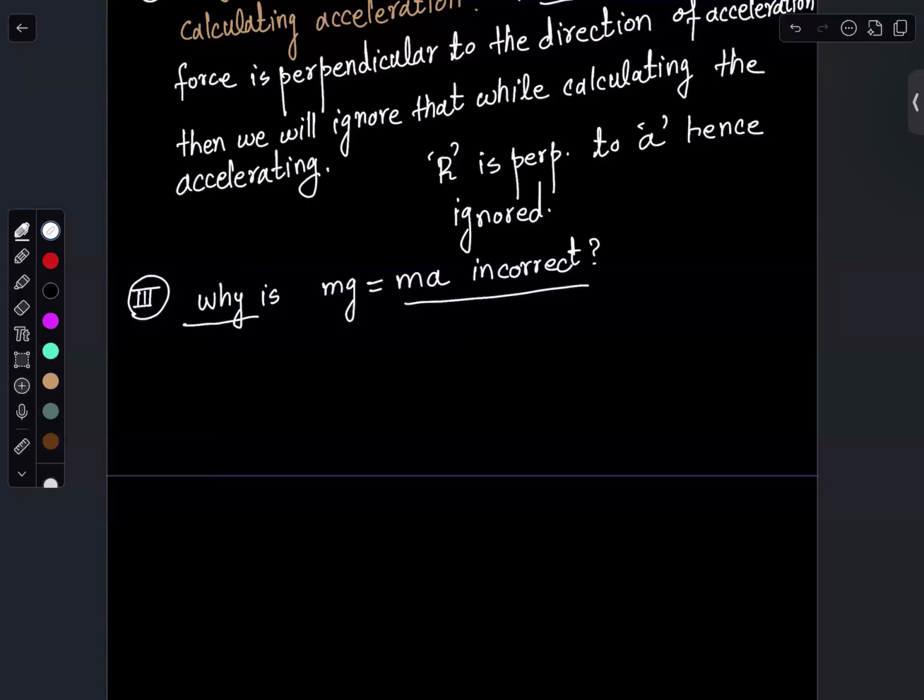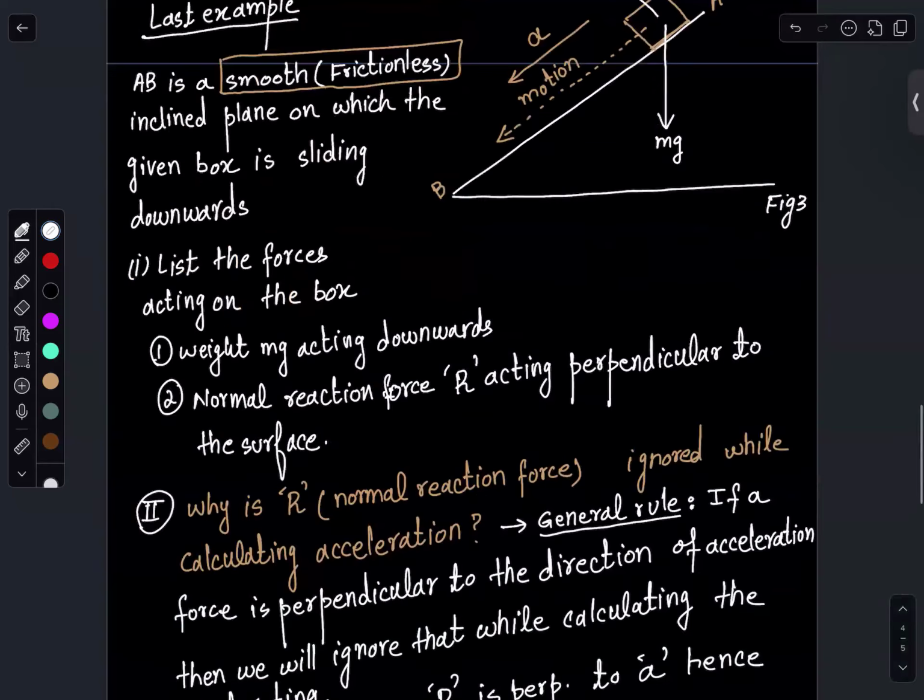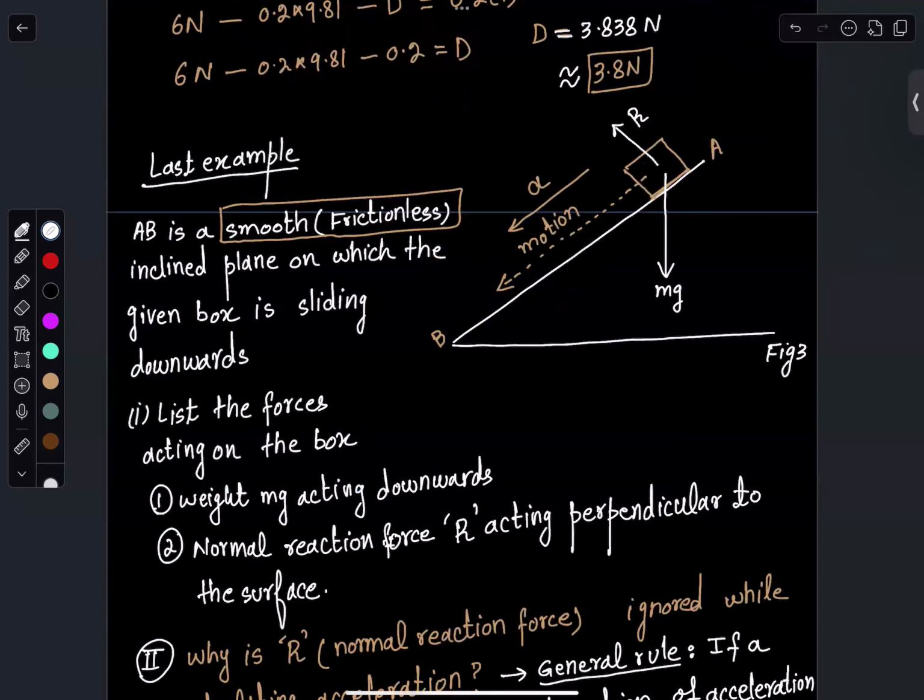मूसा बताओ. चले मैं बता देता हूं. मुझे बताओ mg जो है वो मोशन की डायरेक्शन में है या नहीं है? mg मोशन की डायरेक्शन में नहीं है. तो अगर कोई फोर्स मोशन की डायरेक्शन में नहीं होगी तो हम उस फोर्स को एज इट इज यूज नहीं करेंगे, उसको रिजॉल्व करेंगे. तो mg इज इक्वल टू ma इज इनकरेक्ट बिकॉज mg इज नॉट in the direction of motion. We have to resolve mg and the component of mg that is in the direction of motion will be taken. mg मोशन की डायरेक्शन में नहीं है. अगर कोई फोर्स मोशन की डायरेक्शन में नहीं होगी तो क्या करेंगे?